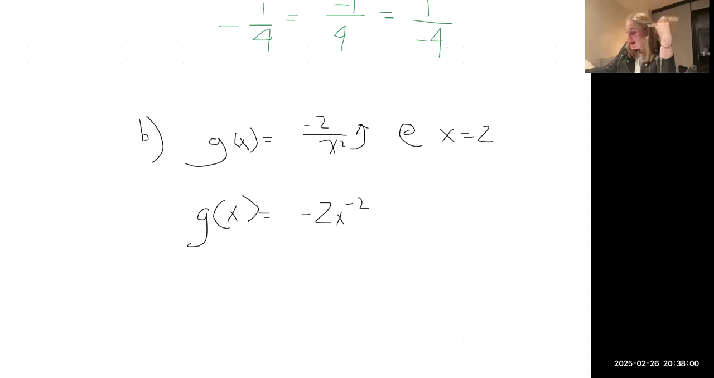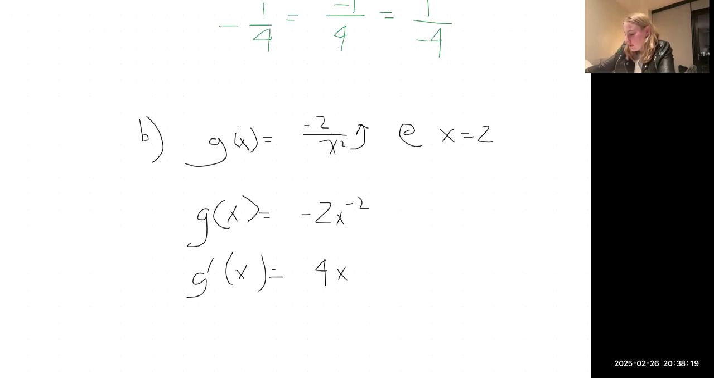Okay, so now we can plug the 2 in. Well, not yet. First, we have to take the derivative. So now we have negative, wait, no, negative times a negative is a positive. So g prime of x equals 4x.